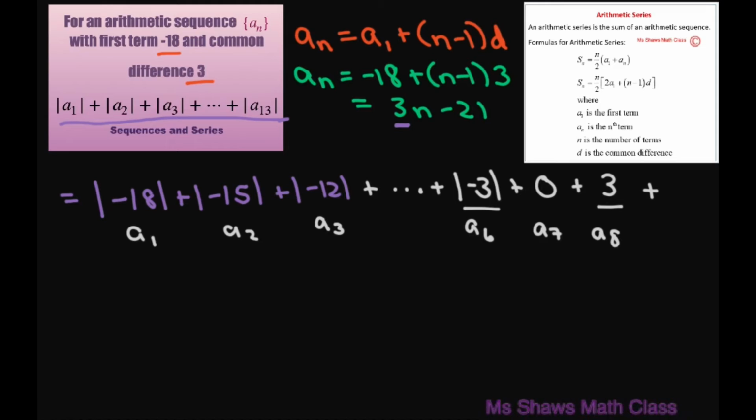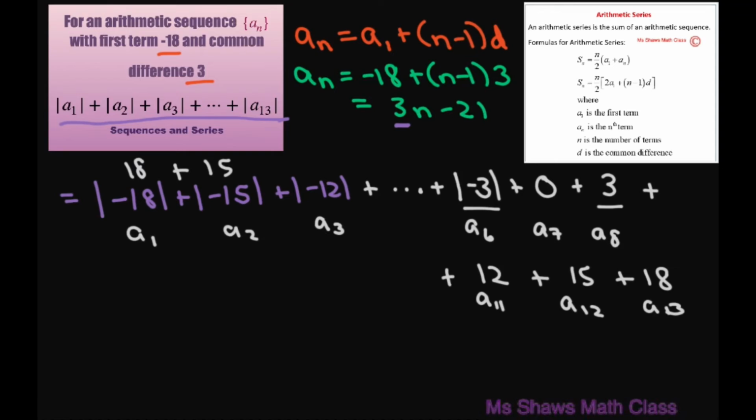Now let's do the last three terms. So basically the last three terms would be a sub 11. That's going to give you 12. Again, we don't need to put the absolute value, and we need a sub 12 and a sub 13. So a sub 12, just add 3, so 15 plus 18. Now what we notice about this is that when you take the absolute value of this, you're going to get 18 plus 15 plus 12, which is this just written in reverse.